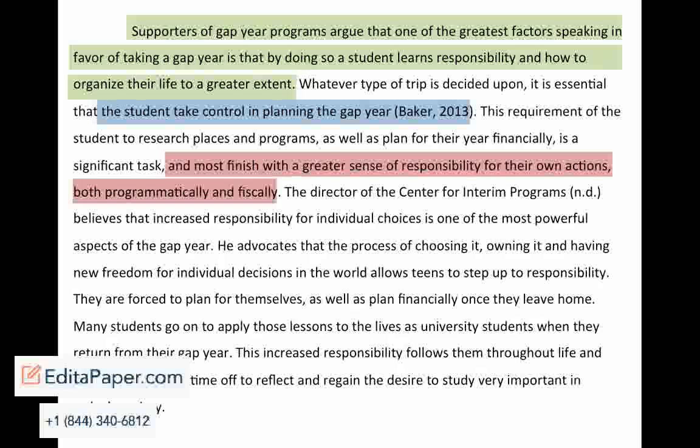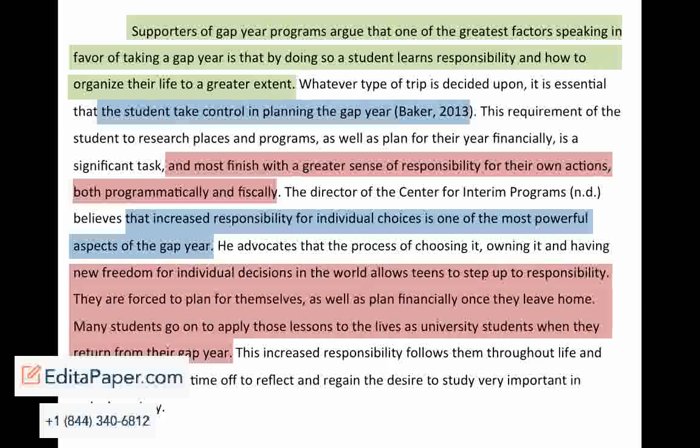Continues, the director of the Center for Interim Programs, no date, believes that increased responsibility for individual choices is one of the most powerful aspects of the gap year. Okay, and so here we have again another idea going back to responsibility. Okay, it's coming from a source. He advocates that the process of choosing it, owning it, and having new freedom for individual decisions in the world allows teens to step up to responsibility. They are forced to plan for themselves as well as plan financially once they leave home. Many students go on to apply those lessons to their lives as university students when they return from their gap year.